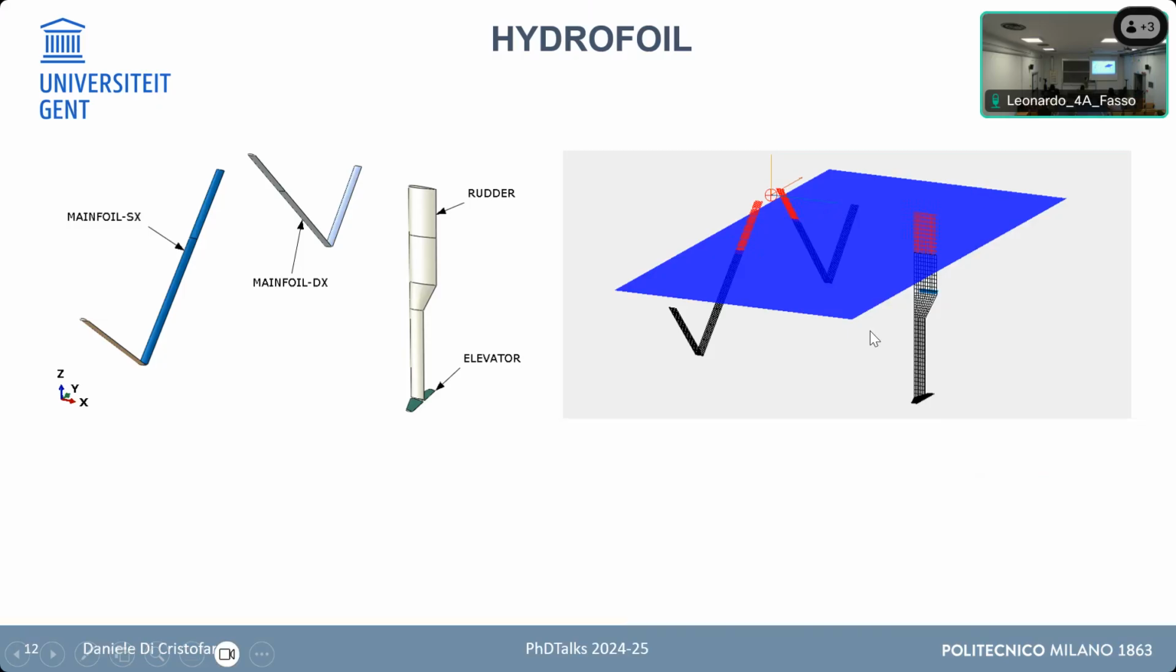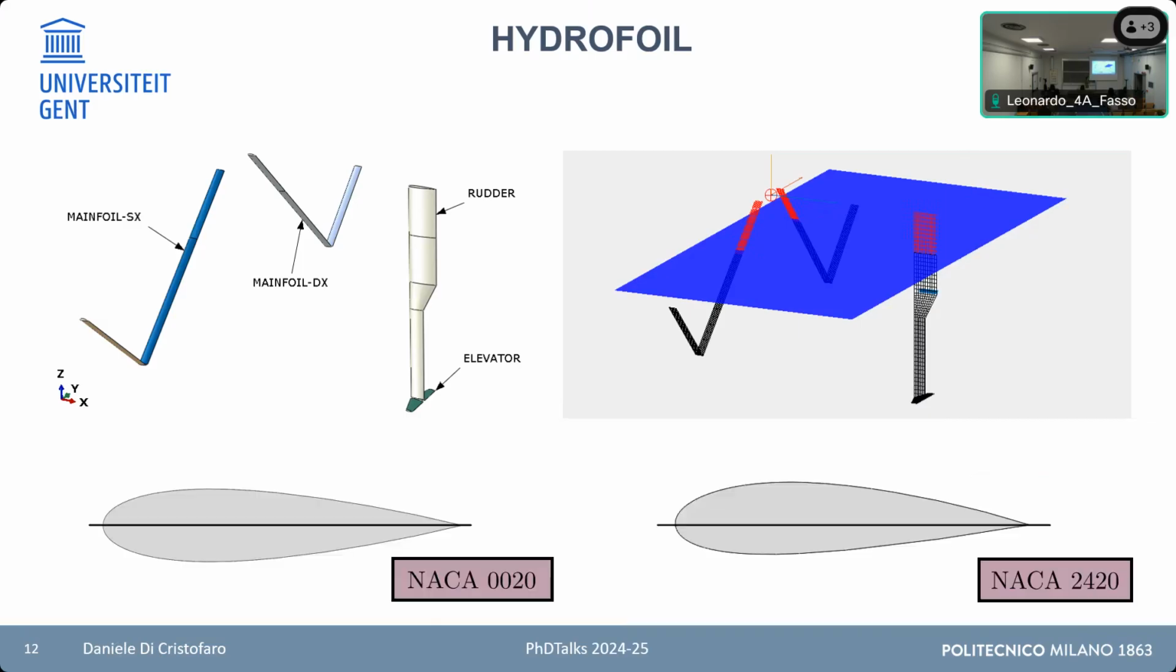hydrofoils. There are different parts we want to simulate all together, and all these parts I will speak to you about later. What does it mean? Every part is made of an extrusion of a profile. Okay, and the profiles are the so-called NACA profiles that are very famous in the literature. Okay, and you can see that this profile is symmetric. This profile is not symmetric. Okay, it's hard to see, but it's likely not symmetric.